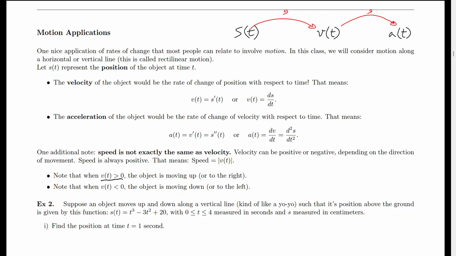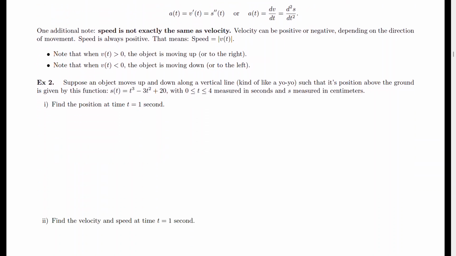Now, keep in mind that if the velocity is positive, that means your object is moving up or to the right, depending on your frame of reference. And if the velocity is negative, so if you calculate the velocity and it's negative, then the object is moving down or to the left, again, depending on what you decided your positive orientation is going to be. But speed is always positive because speed is the absolute value of the number. So let's take a look at an example.